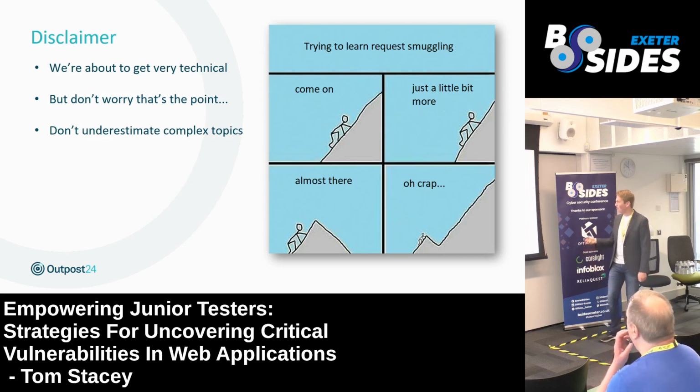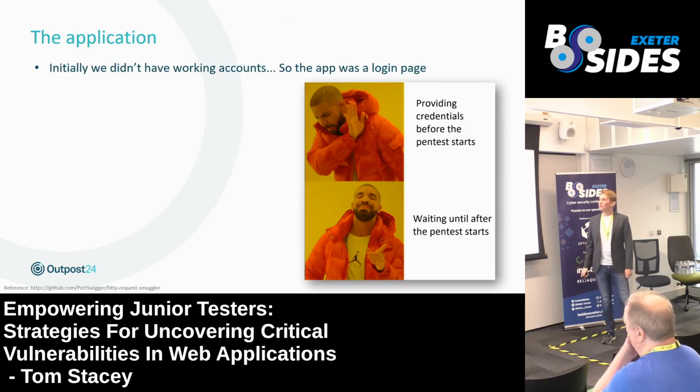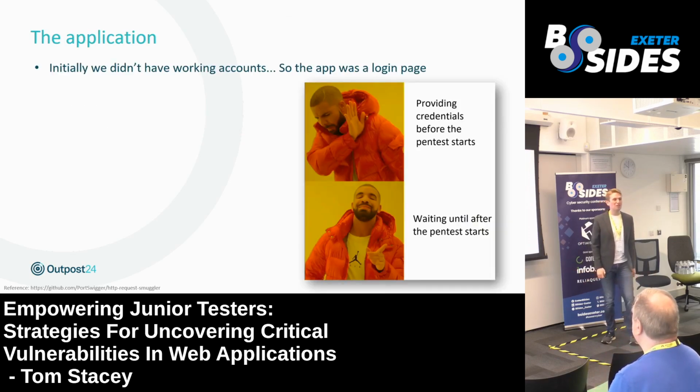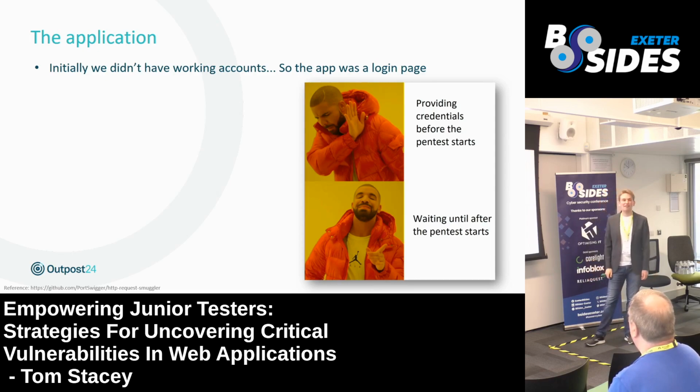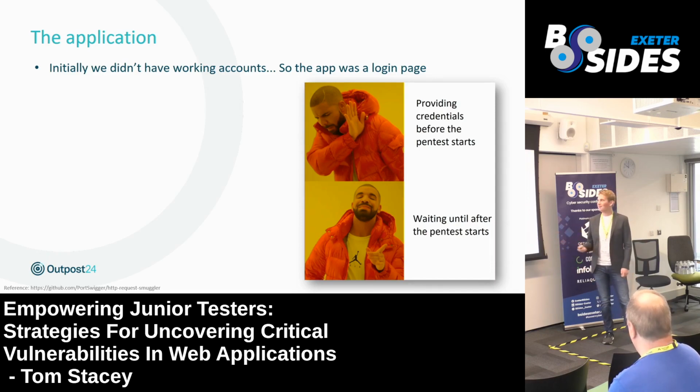But then I came across this application, which was a login page, because the customer didn't provide accounts before the pen test started, which never happens, of course. So after testing the username and password fields and finding that the application wasn't vulnerable to anything, I quickly found a version parameter which reflected some content, but wasn't vulnerable to cross-site scripting or template injection or anything fun. So I was going to email the customer and say, can I have some accounts, please? I can't test your application.